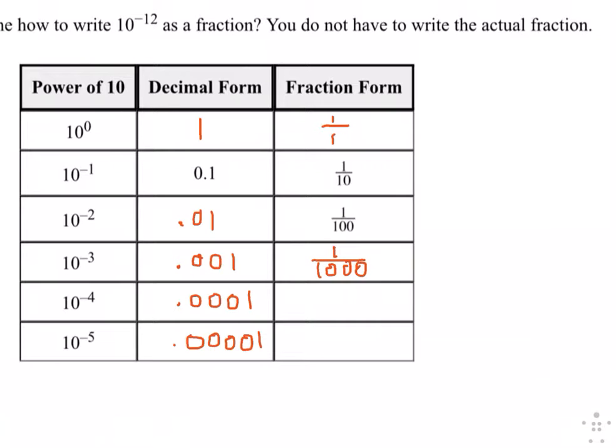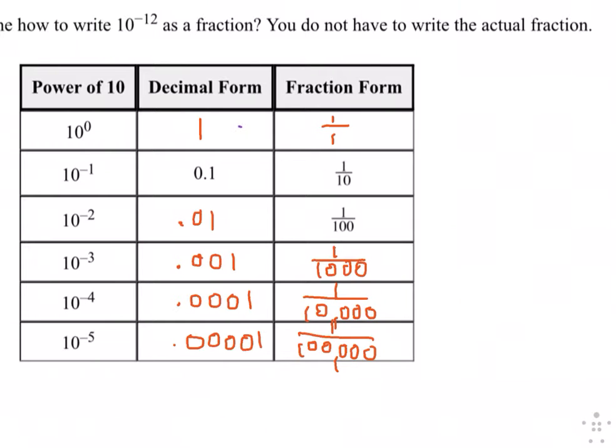1 over 10,000, and 1 over 100,000, right? So that's 10 to the negative 5th. So the question now says, how do I write 10 to the negative 12th? Well, first it says what's happening as you go down the column.